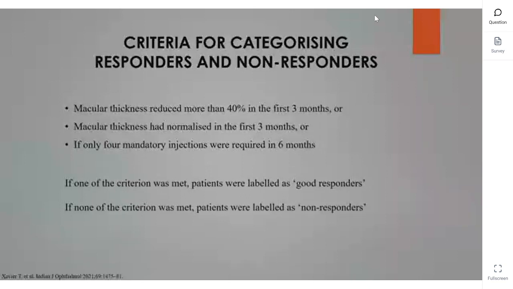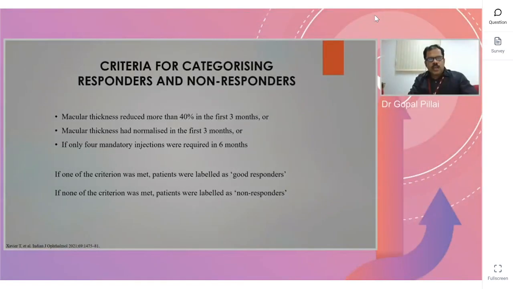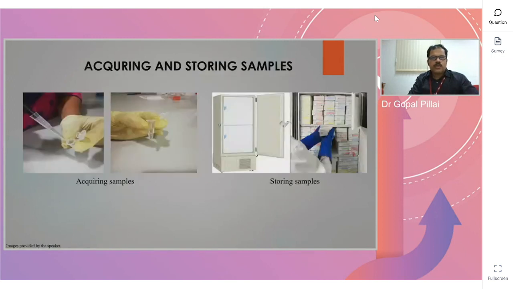Now, how did we categorize responders versus non-responders? We looked at only the macular thickness and not improvement of visual acuity as such. So macular thickness, if it reduced more than 40% in the first 3 months, or the second criteria was macular thickness had normalized in the first 3 months, or the third criteria was if only the 4 mandatory injections were required in 6 months, then if all these 3 criteria were met, we said that they were responders. And if all the 3 criteria were not met, then we said they were non-responders. That's how we categorized the responders versus non-responders.